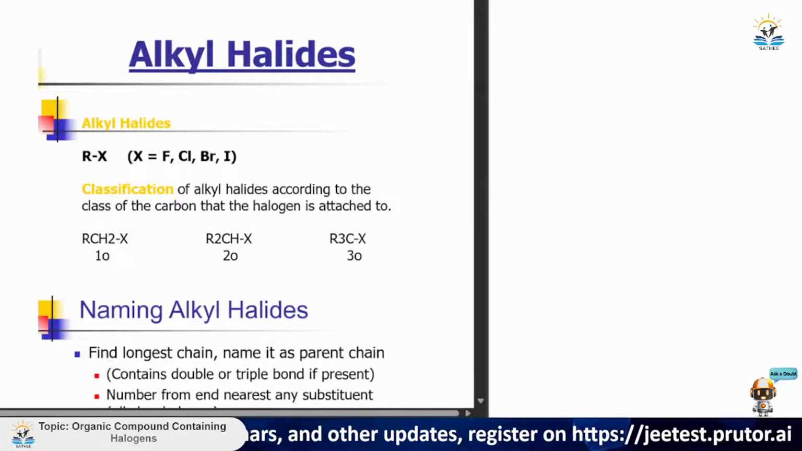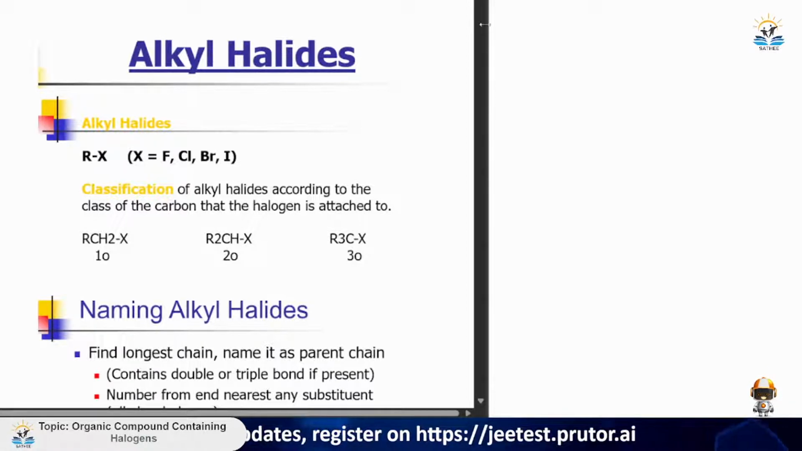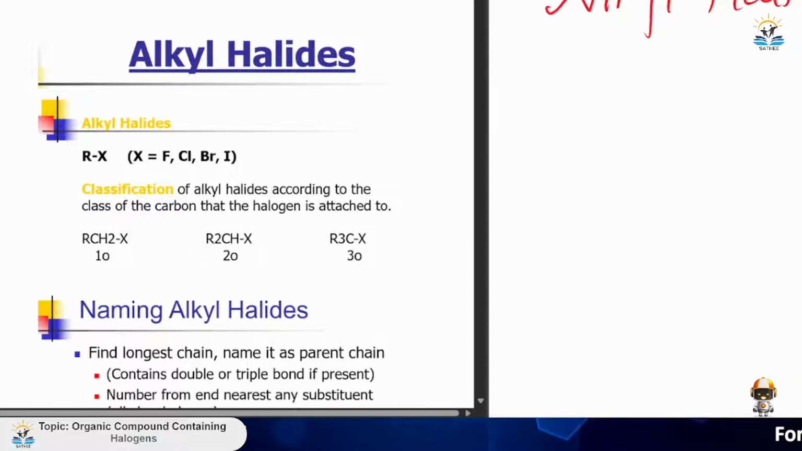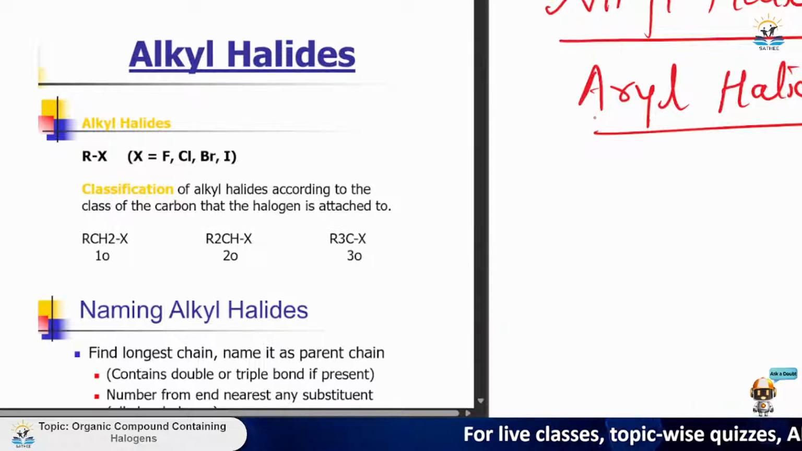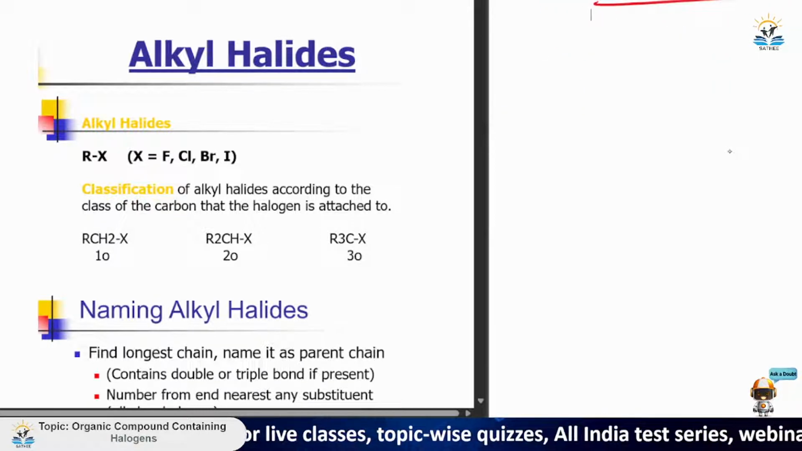So today's chapter is organic compounds from halogens, that is alkyl halides and aryl halides. This is an organic chemistry chapter. Let's name the heading here. Generally the name of this chapter is alkyl halides and aryl halides. We will discuss all of this: the first one is alkyl halides and the second one is aryl halides. It is an important chapter with respect to the JEE-Main examination. So let's get started.